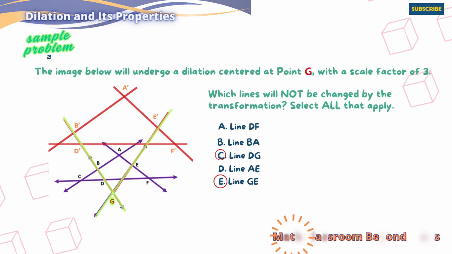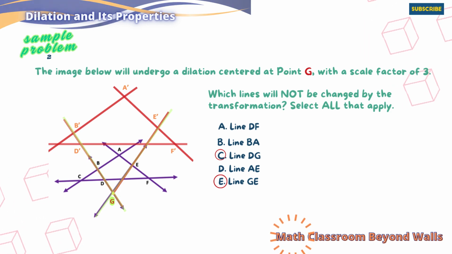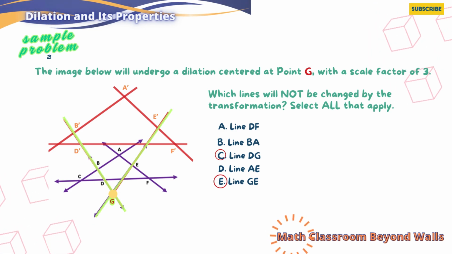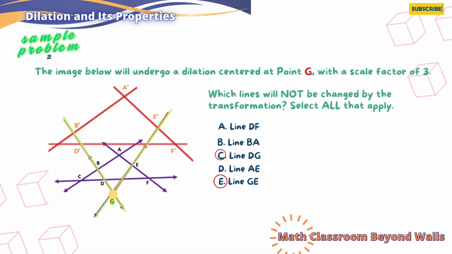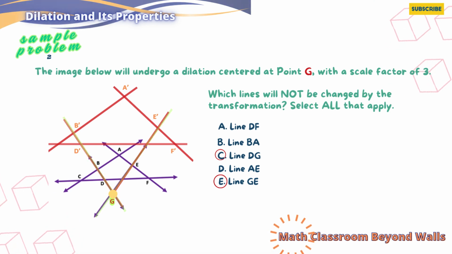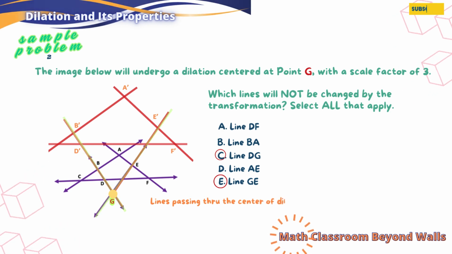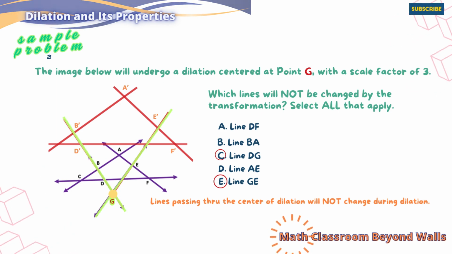Now, what do you think is the reason why line DG and line GE did not change? You are correct, learners. Line DG and line GE are passing through the center of dilation. That is why they are not changed during dilation. The other lines are not passing through the center of dilation. That's why they change. So remember this, learners. Lines passing through the center of dilation will not change during dilation. This is a property of dilation.